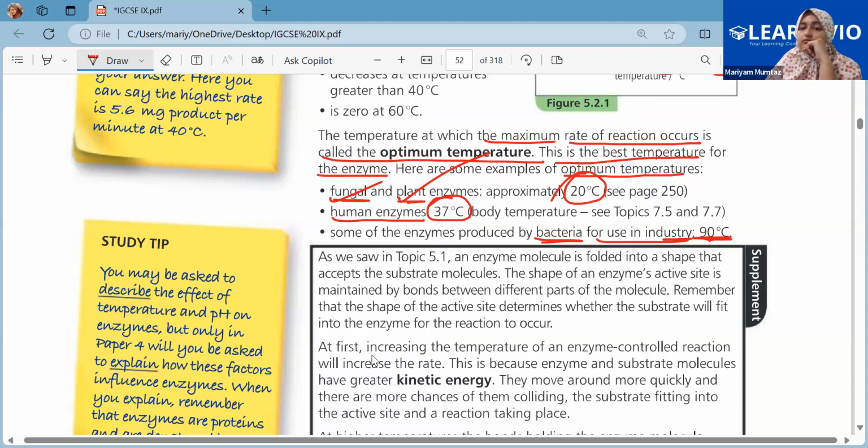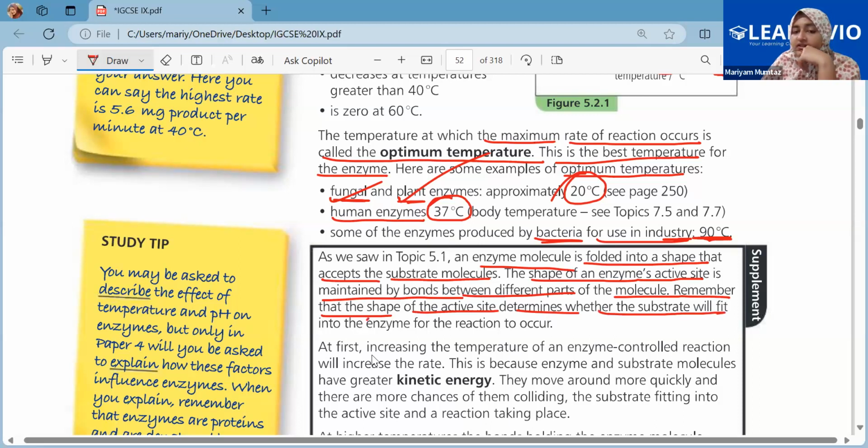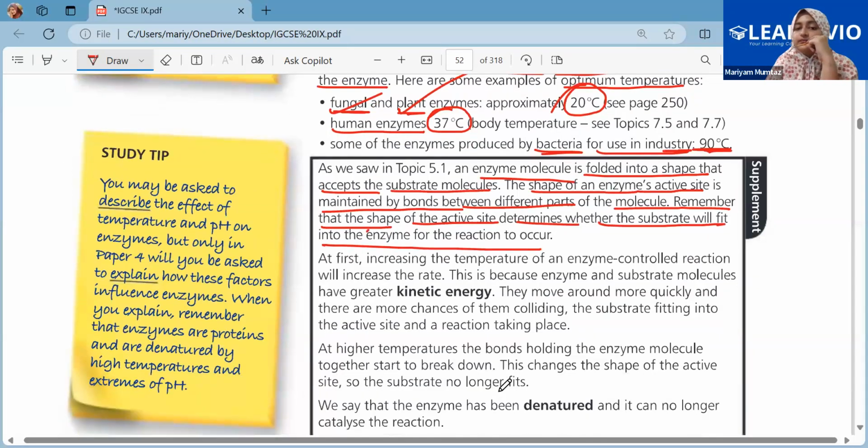All right. Now, an enzyme molecule is folded into a shape that accepts the substrate molecule. The shape of an enzyme's active site is maintained by bonds between different parts of the molecule. Remember that the shape of the active site determines whether the substrate will fit into the enzyme for the reaction to occur, because it is very specific and it has to be complementary in order for the reaction to take place.